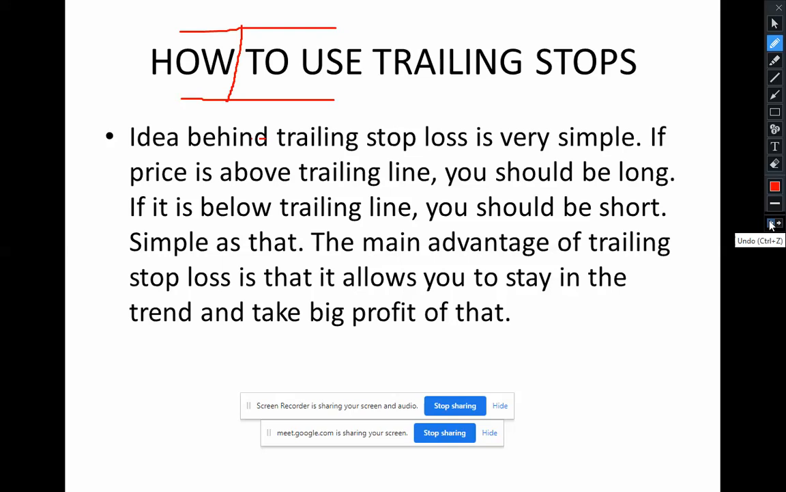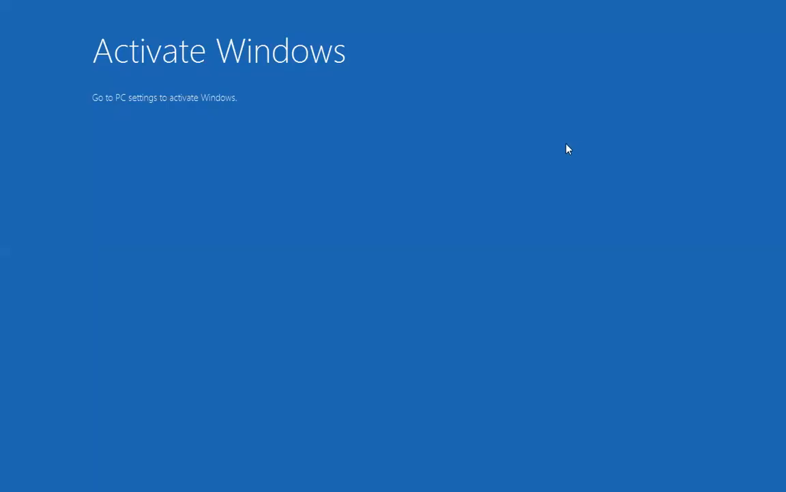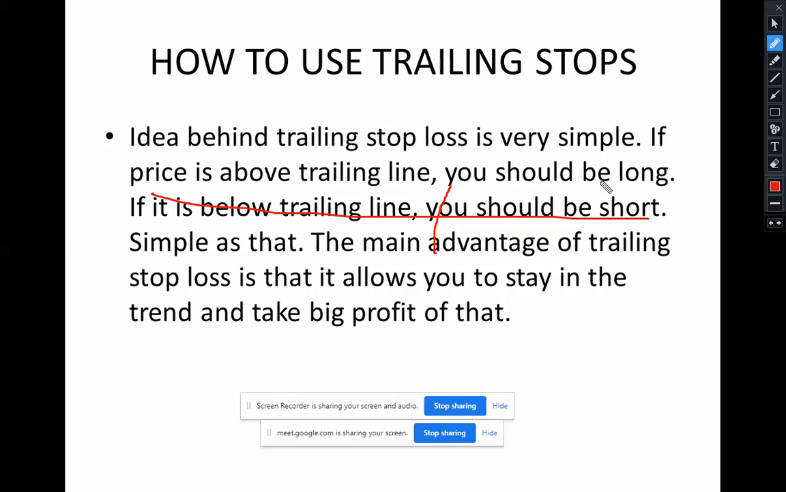The idea behind trailing stop loss is very simple. If price is above the trailing line, you should be long. If it is below the trailing line, you should be short. Simple as that. The main advantage of trailing stop loss is that it allows you to stay in the trend and take big profits from it. Some tools offer trailing stop loss: if the price is above the line, you should go long, buying the trade. If the price is below the line, it means you should go short by selling the trade.